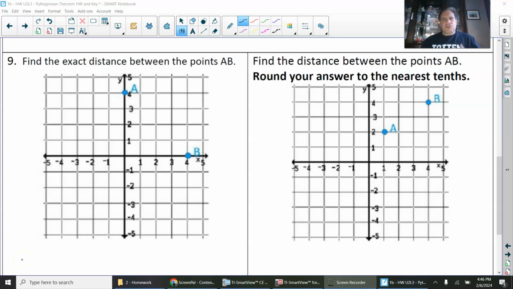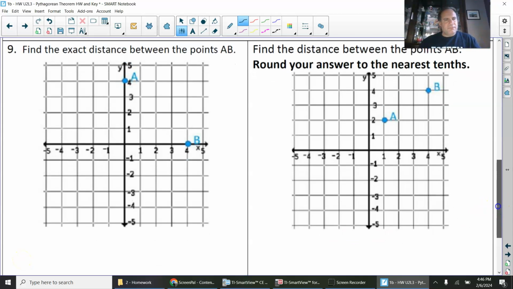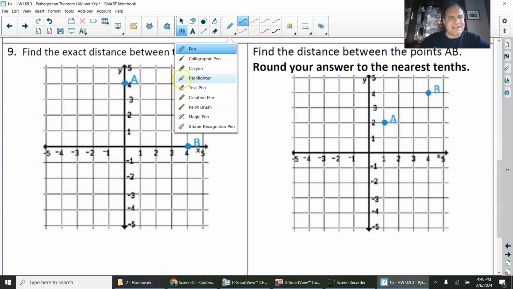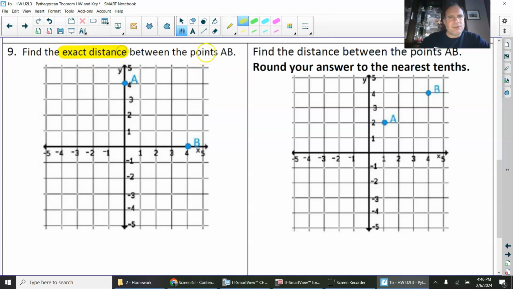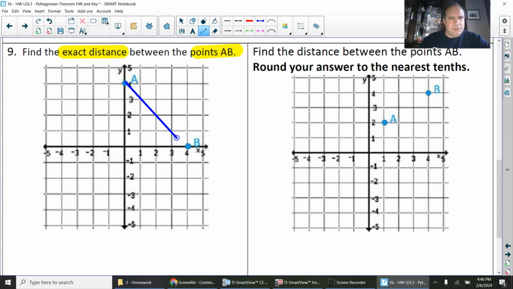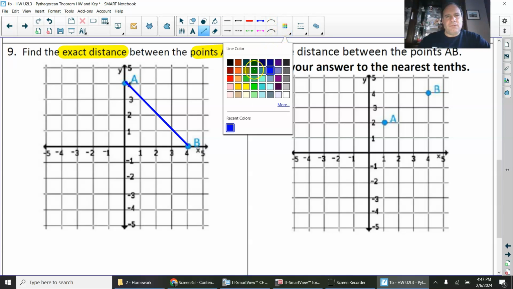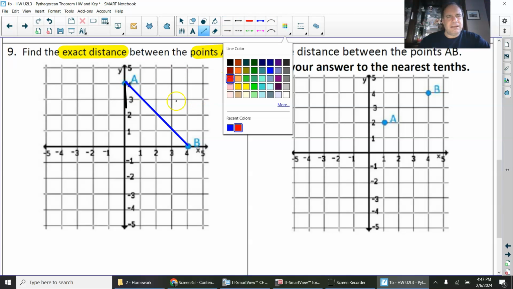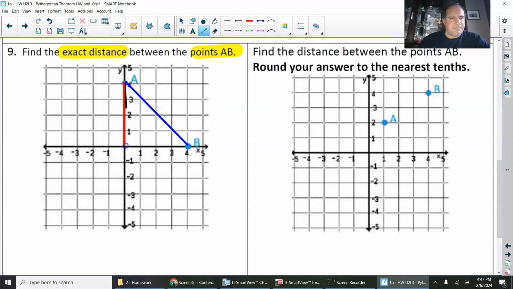All right, so I wanted to just do the two problems that are in front of you right now. Exact distance. Just wanted to make sure that you understand what exact distance means between points A and B. So we are going to connect A and B, just like this. And we are going to make a right triangle. And I wanted red, didn't get it. So now I'm going to get red. So just like that and like that.